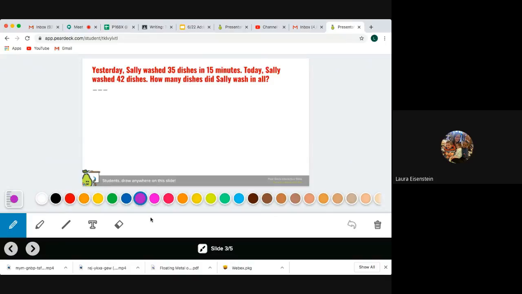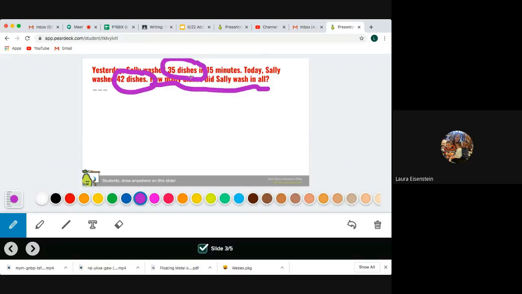Yesterday, Sally washed 35 dishes in 15 minutes. Today, Sally washed 42 dishes. How many dishes did Sally wash in all? So what's the question? How many dishes did Sally wash in all? They want to know how many dishes she washed. Now I noticed that there's 3 numbers here, but only 2 of these numbers are about dishes. This one is 35 dishes, and right here is 42 dishes.